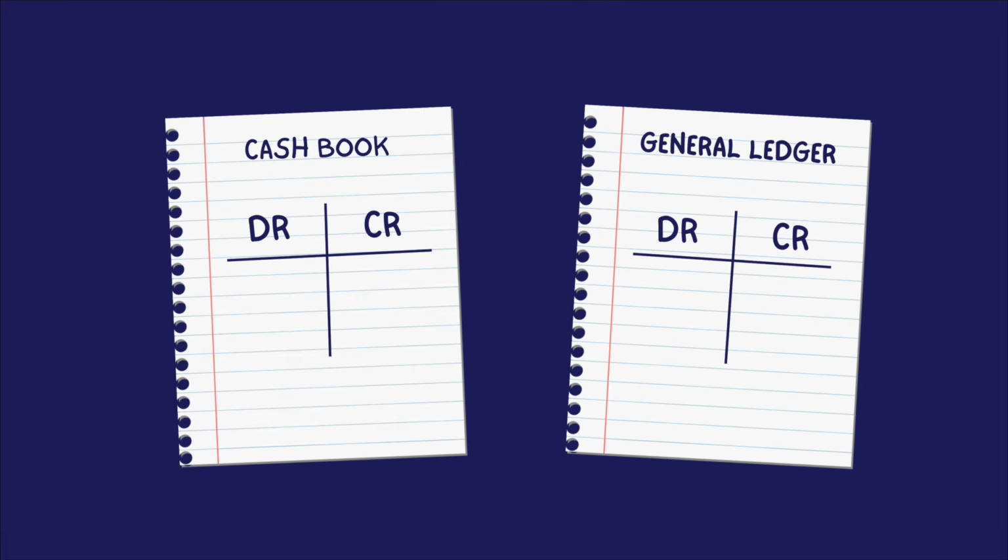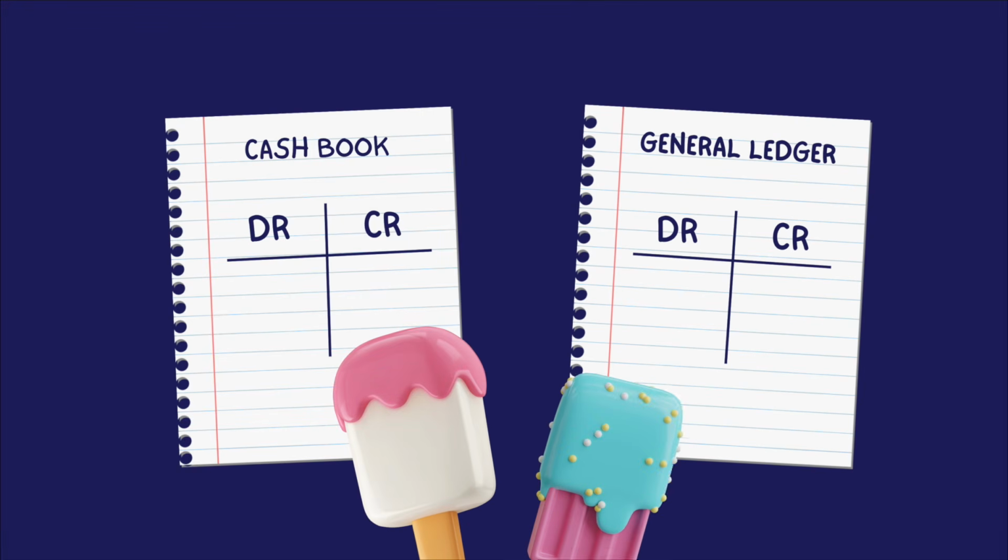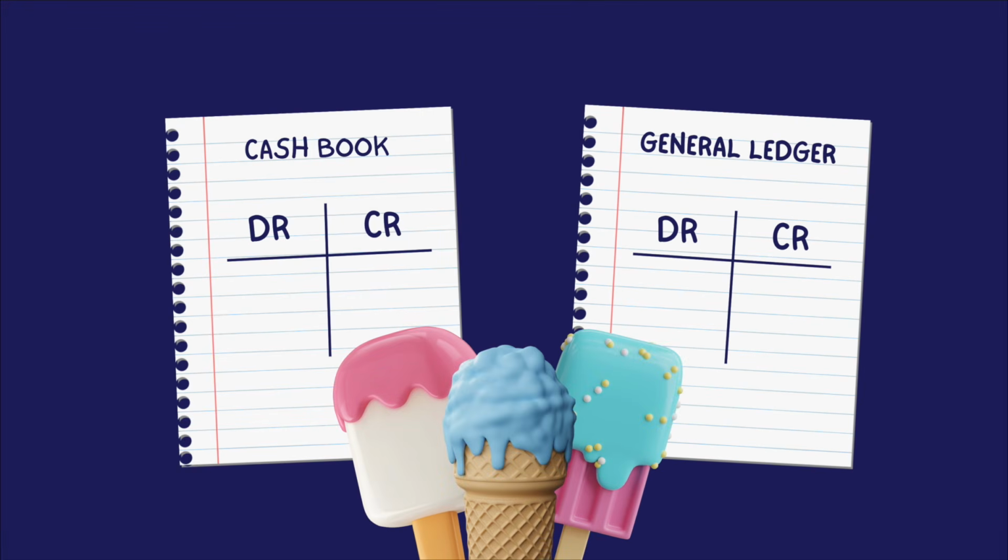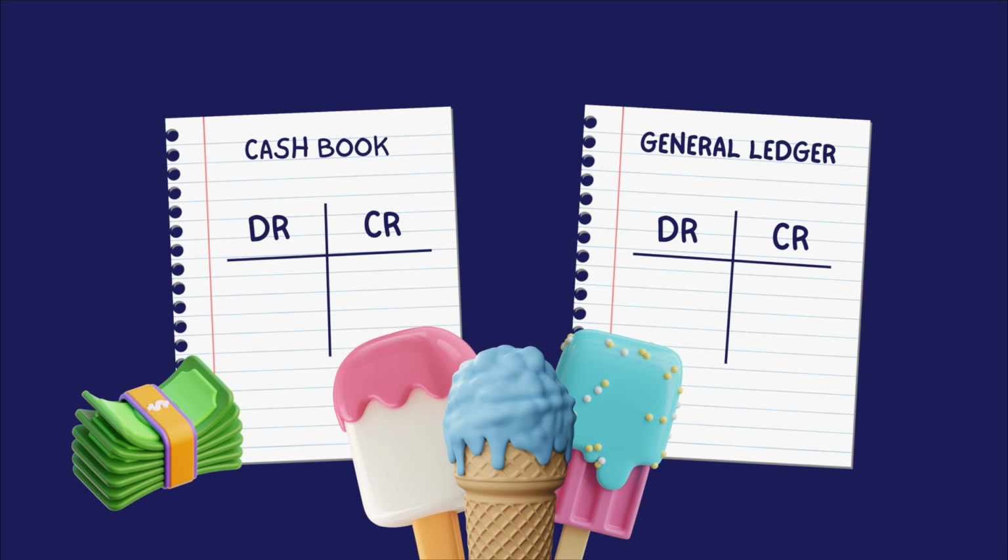So to recap, let's just say you own an ice cream shop. You sell €5,000 worth of ice cream in a month, and you want to make a record of this transaction in both the cash book and the general ledger. In the cash book, we go back to basics and ask ourselves if it's money in or money out. You sold the items and received cash, so it's money in. Money in goes onto the debit side of the cash book, which is on the left hand side.